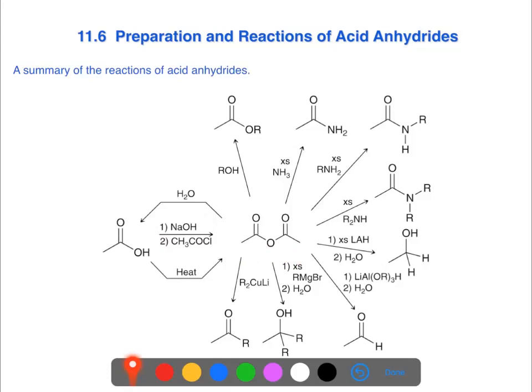And similar to what we saw previously for acid chlorides, we can form esters and various amides, we can reduce to the alcohols, and we can use those selective reagents, the lithium tri-tert-butoxy aluminum hydride or the Gilman reagent, to form aldehydes and ketones, respectively.